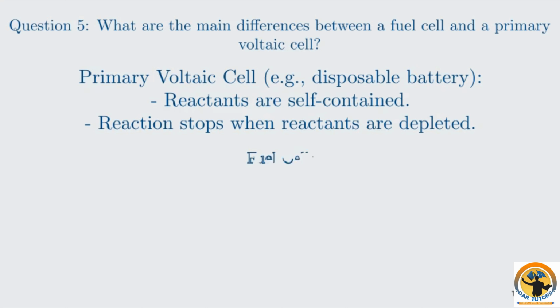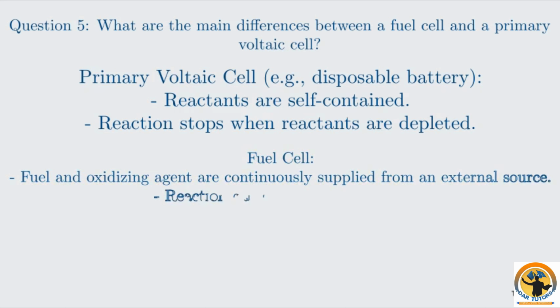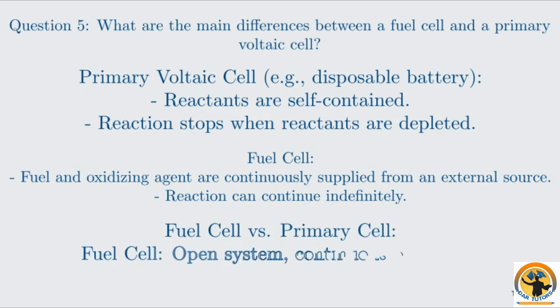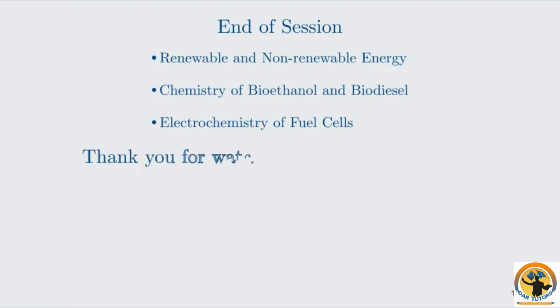A fuel cell, on the other hand, operates by continuously supplying fuel and an oxidizing agent from external sources. The reactions continue as long as these reactants are provided. This allows for a continuous supply of electricity. A fuel cell can be thought of as a continuously running battery. We have now reached the end of our session. We've covered renewable and non-renewable energy, delved into the chemistry of bioethanol and biodiesel, and explored the electrochemistry of fuel cells.